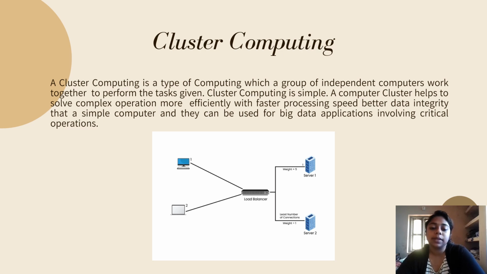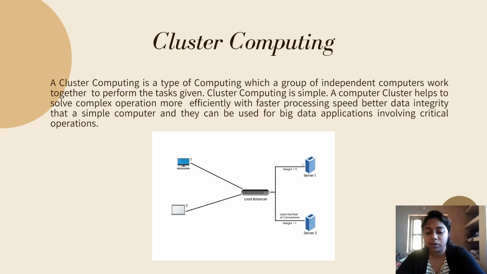Then the next computing system is cluster computing. Cluster computing is a type of computing in which a group of independent computers work together to perform the given task. Cluster computing is very simple. A computer cluster helps us solve complex operations more efficiently, with faster processing speed and better data integrity than a single computer, and it can be used for big data applications involving critical operations.